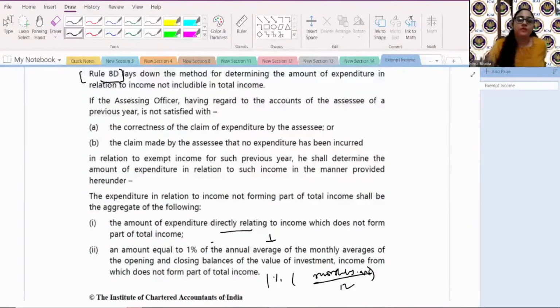1% of the investment value, which is based on the annual average of the monthly average, would be disallowed. So total expenditure would be disallowed. This amount cannot exceed the amount which is claimed by the assessee. And you cannot say that income nahi hua, so disallowance should not happen. No, if expenditure is there, the disallowance would happen. Now, this is a very typical section for you to understand for the time being. Just give it a read, it would be clear.